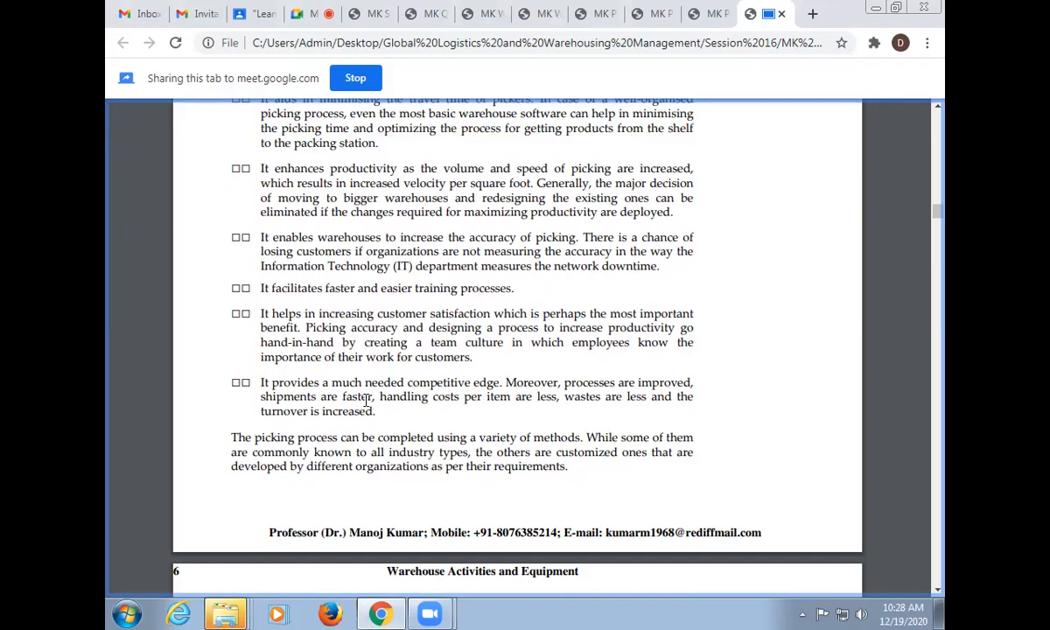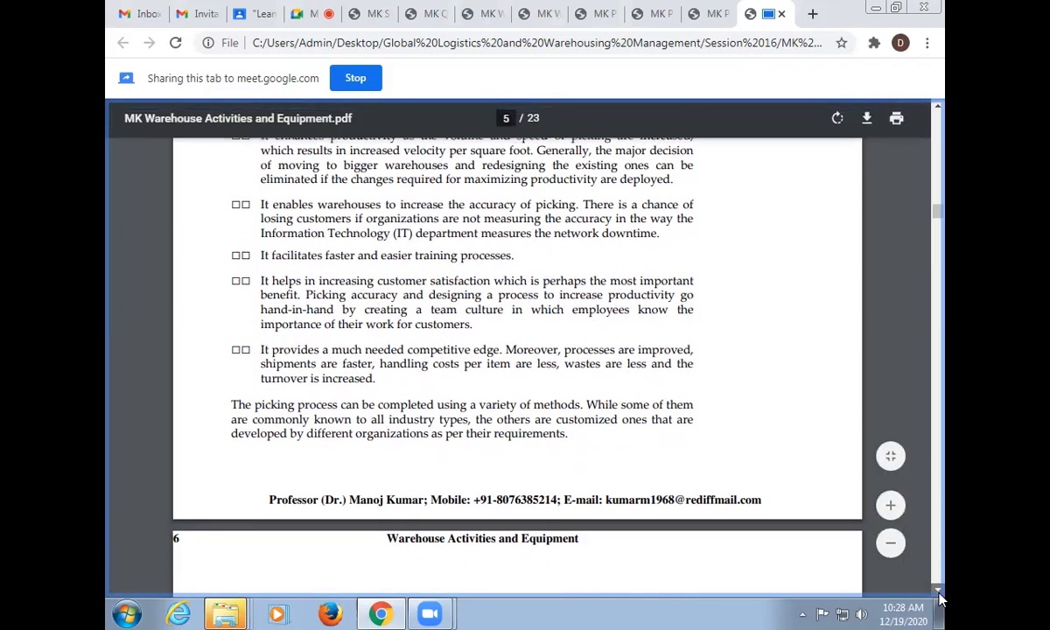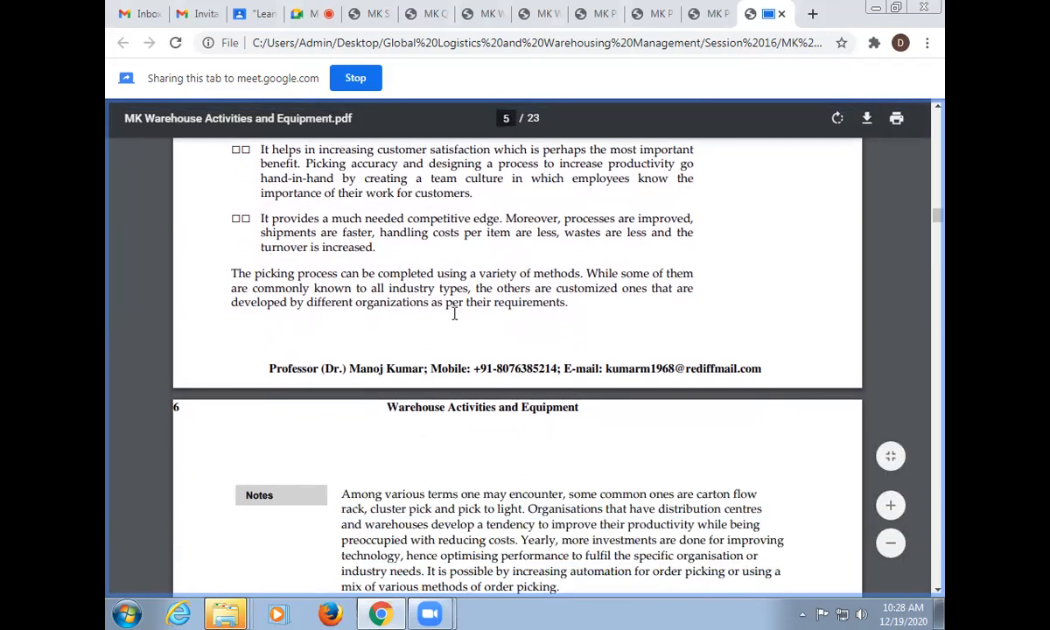It provides a much needed competitive edge. Moreover, processes are improved, shipments are faster, handling cost per item is less, waste is less, and the turnover is increased. The picking process can be completed using a variety of methods. While some of them are commonly known to all industry types, the others are customized and deployed by different organizations as per their requirements.